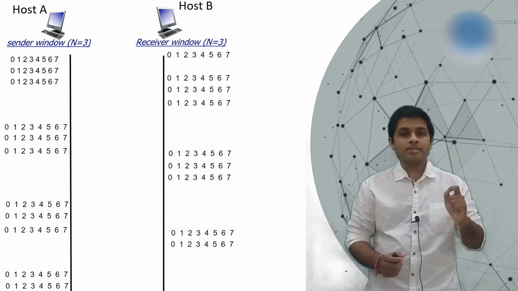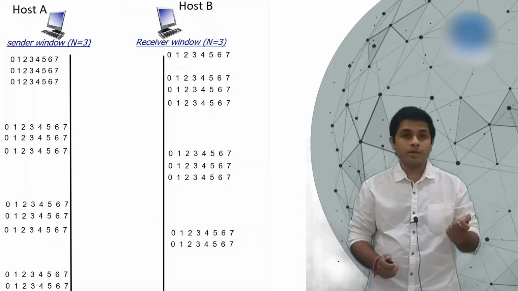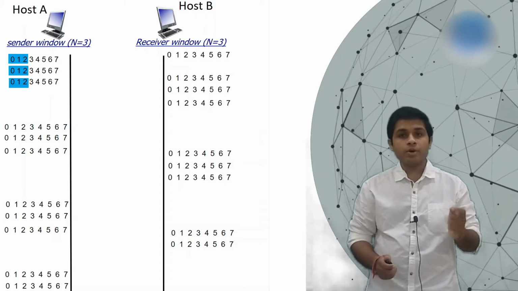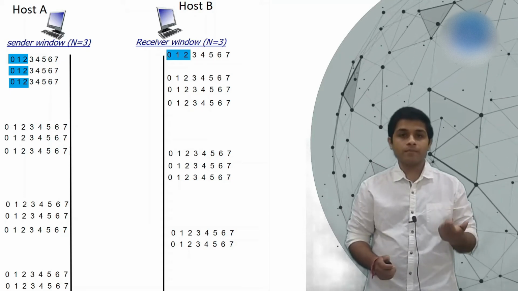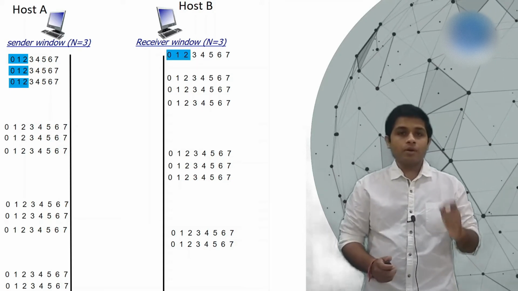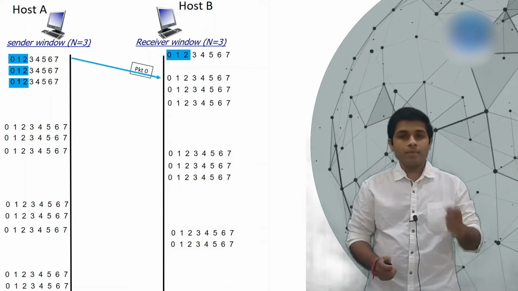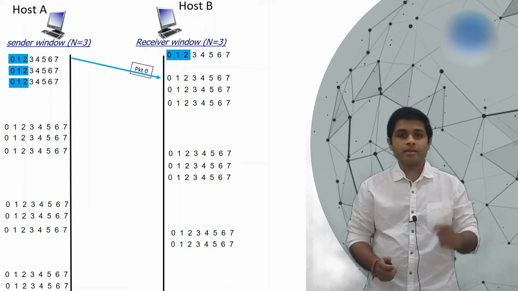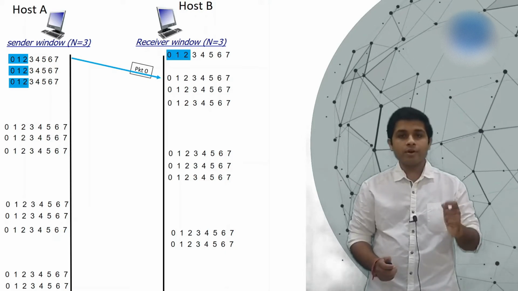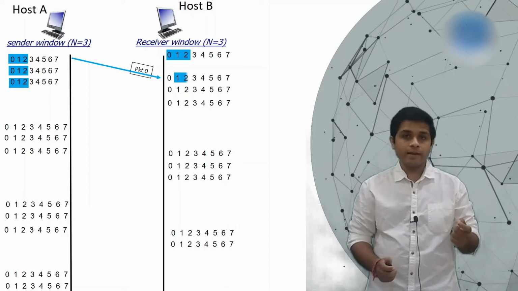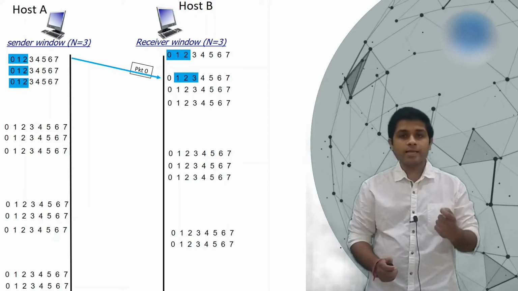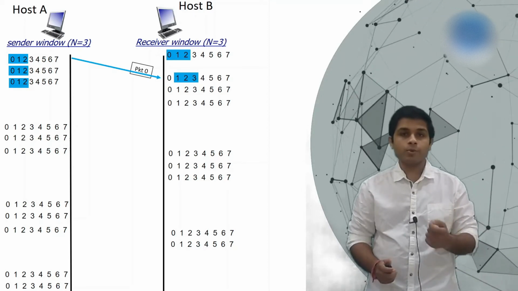So you can see that the size of the sender's window is 3. So receiver's window will also be 3. So A will send a packet, which is packet 0. B will receive packet 0. As it receives packet 0, the window at the receiver's side will slide. So for the next time, it is expecting 3 packets, which are 1, 2 and 3.